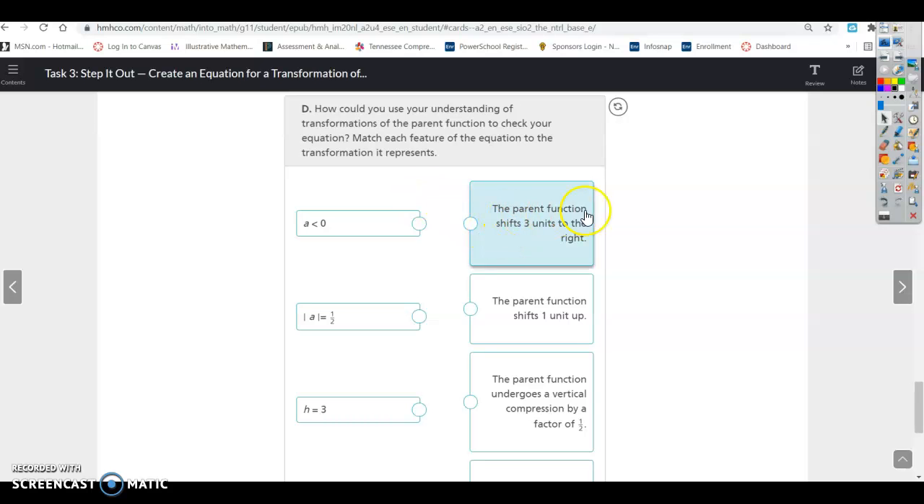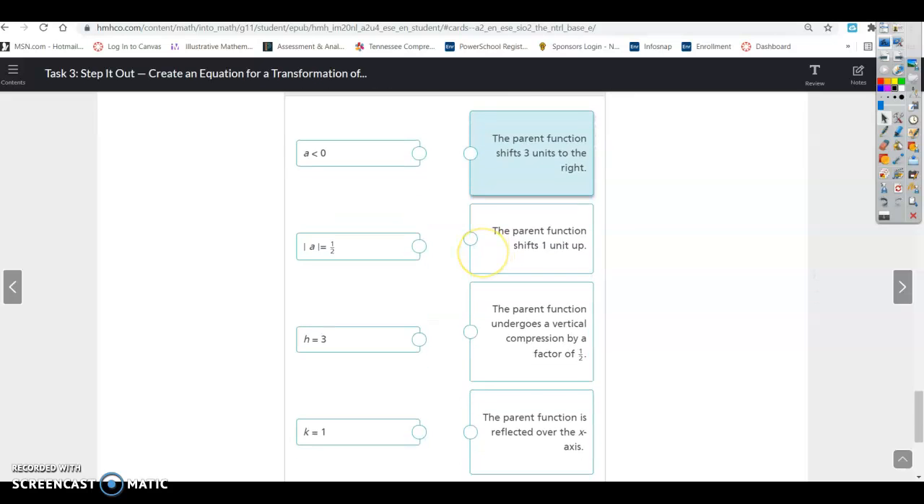All right, so this one says the parent function shifts 3 units to the right. Okay, so that's your horizontal movement. Shifting left or right is your horizontal movement. The parent function shifts 1 unit up. That's your vertical movement, so that's your k. The parent function undergoes a vertical compression by 1/2. All right, a vertical compression by 1/2.